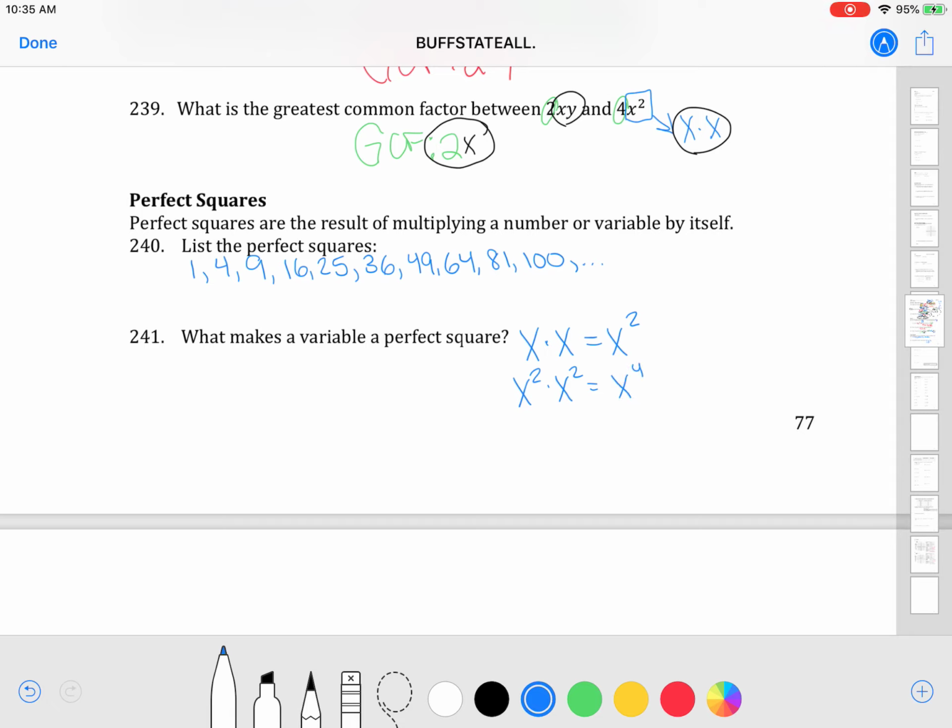If you keep going with all of these, x to the 3rd times x to the 3rd is going to get you x to the 6th. Notice what's happening with these exponents. So what makes a variable a perfect square is that the exponent is even. Notice it was 2, 4, 6. The next one will be 8, 10, 12. If the exponent is even, it makes your variable a perfect square.